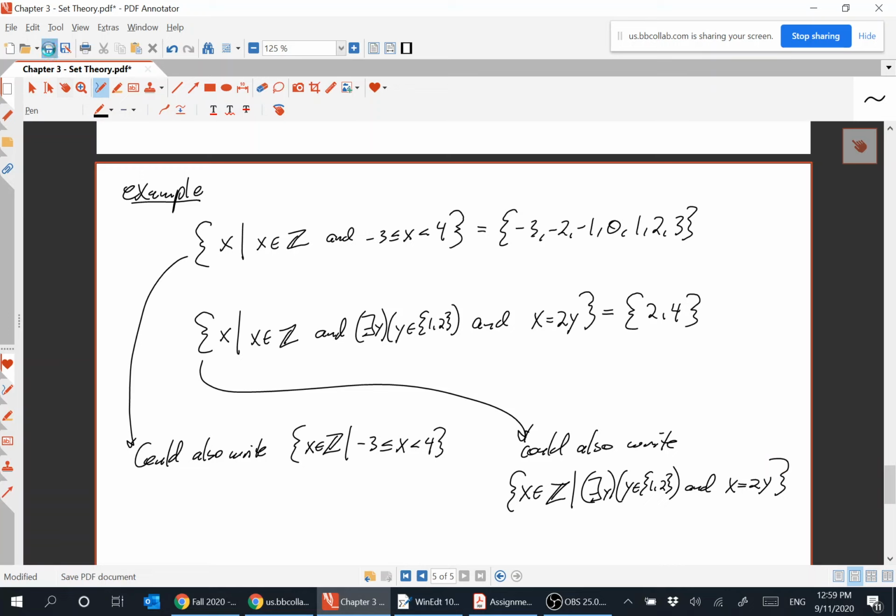Because we're using that known set to define these sets, the set of all x such that x is in Z, we're automatically defining a subset of Z, a subset of the integers. So instead, you could write the set of all x in Z satisfying something. These signify that the sets we're defining are subsets of Z. So you could write them this way, or you could write them this way. Okay.